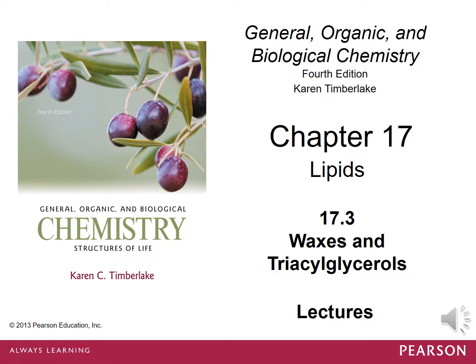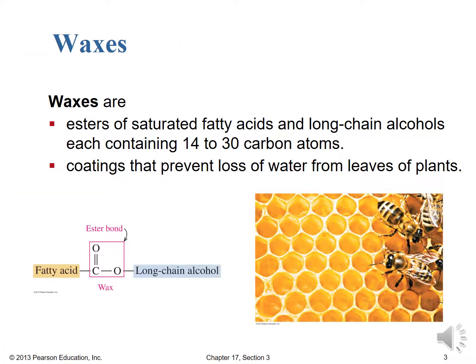discussed so far. So waxes are esters actually, and they're esters of saturated fatty acids and long chain alcohols. So they each contain somewhere around 14 to 30 carbon atoms. So that's quite a large molecule here, especially compared to the fatty acids we talked about so far that were mainly 12 to 18 carbon atoms total. The beauty of these nice large waxes is that they provide coatings to help prevent loss of water from leaves and plants. We see here some bee activity making their beeswax.